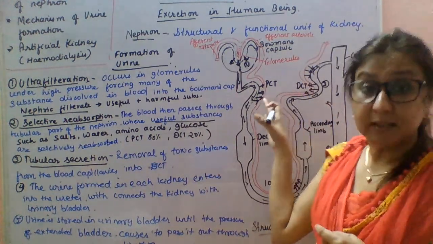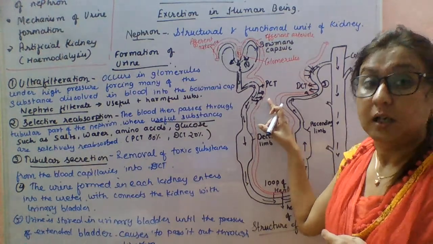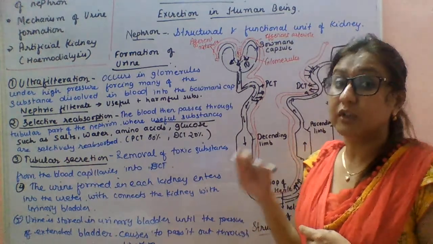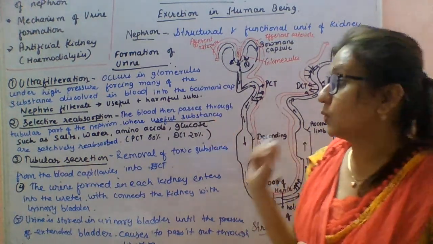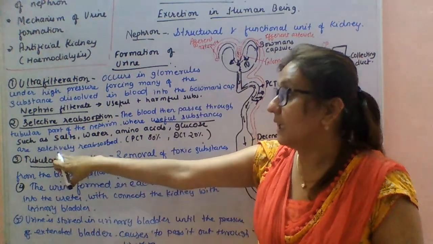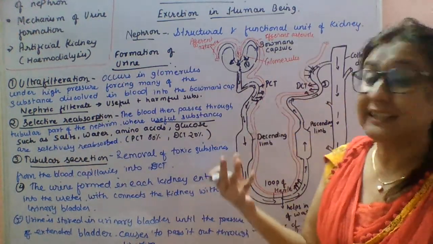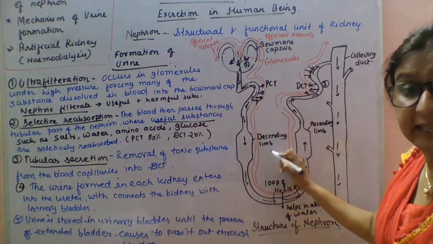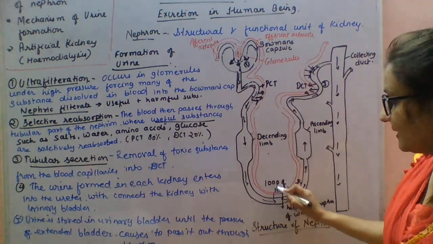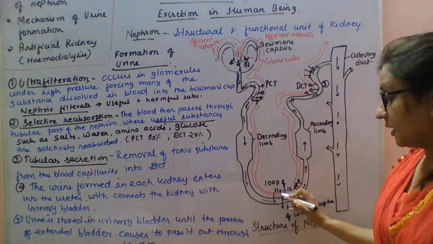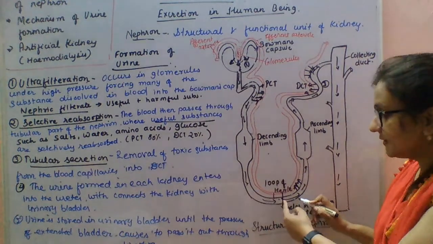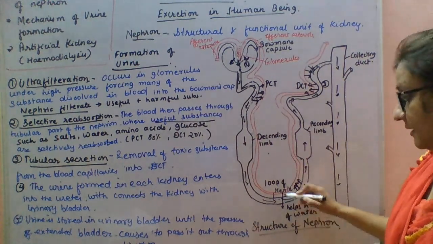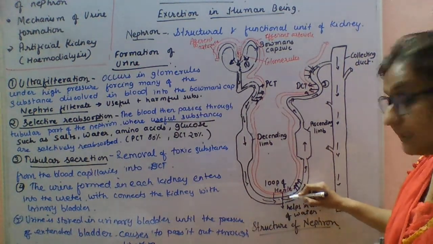So these important substances get reabsorbed here in the PCT. The blood capillaries which are in close proximity to that tubule absorb these useful substances. Now the filtrate passes through the descending limb and then through the loop of Henle. What is the function of the loop of Henle? When the filtrate is present in the loop of Henle, the absorption of water takes place.